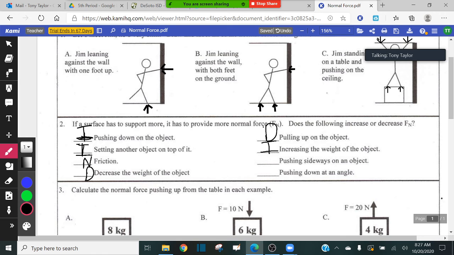What about pushing on the object sideways? Well, that's a horizontal force. So the horizontal forces have no impact on the vertical forces in that case. So nothing would happen in that case. What about pushing down on an object at an angle? Even though you're pushing at an angle, you're still pushing down. So the act of pushing down still increases the normal force.